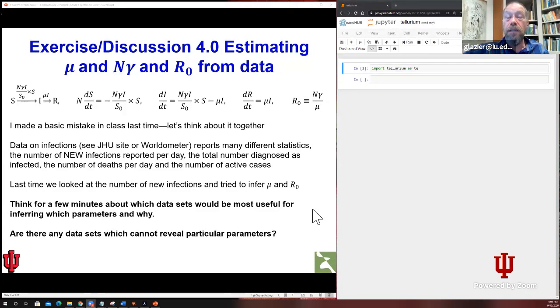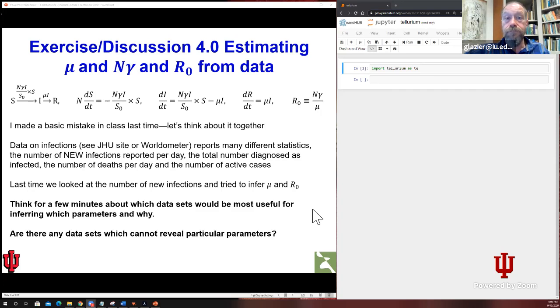And so we were looking last time at data on infections from the Johns Hopkins site or Worldometer. And one of the things that you see there is the typical headline numbers that you're given are the number of new infections per day and the death rates per day. And what we did was we looked at the number of new infections per day and tried to infer some of the parameters for an SIR model from it.